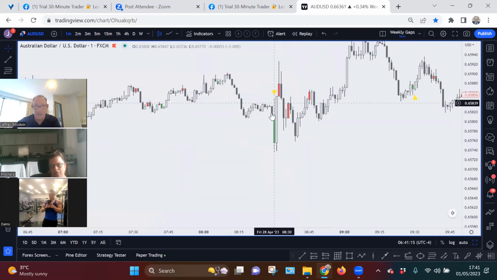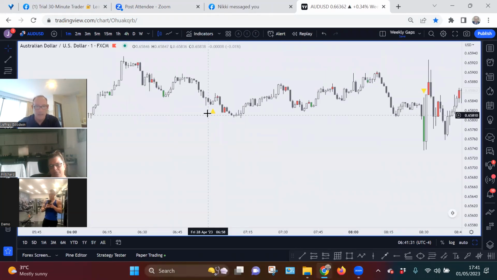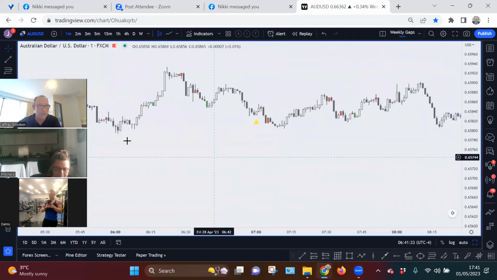Again, with this one, it depends what you use to get in. So that one there could have been a loss, or it could have been a win. It depends, because there's the entry there. Could have been a loss, could have been a break even. I'll accept the loss for that one. That one would have been a win actually.